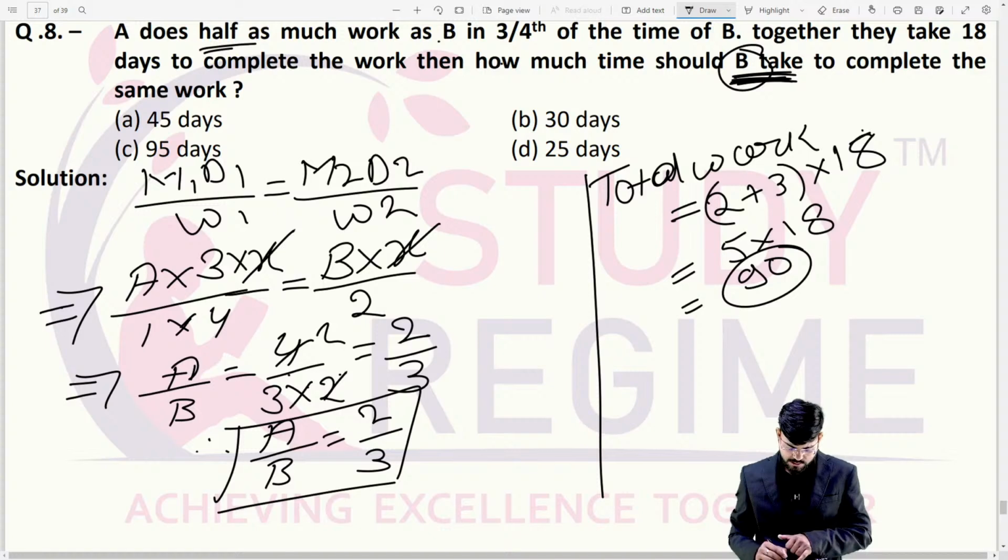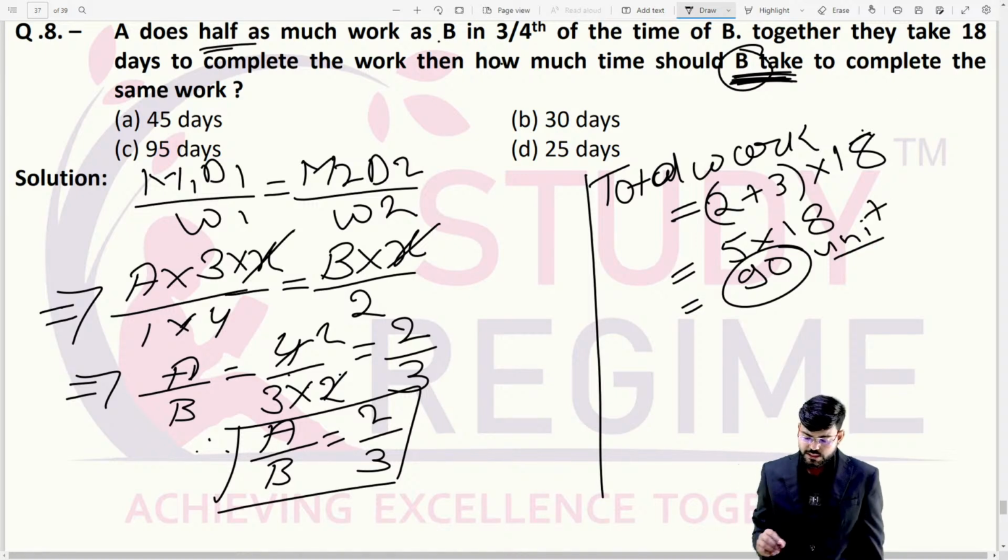So I have added the amount of work done in a day. A is doing 2 units of work, B is doing 3 units of work. So I have added 2 plus 3 equals 5 and multiplied it with 18. So I have got the total amount of work done as 90 units. So this is the total amount of work, that is 90 units of work.